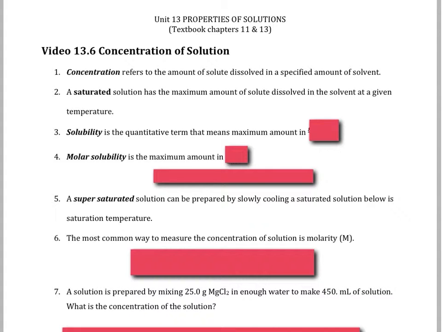We can say a solution is saturated. That means the maximum amount of solute is dissolved in the solvent at a given temperature. We can also talk about solubility. The term solubility is quantitative because it, in fact, pinpoints the maximum amount of solute and solvent at a given temperature, and the unit that we use for that would be grams per liter. Solubility refers to grams per liter.